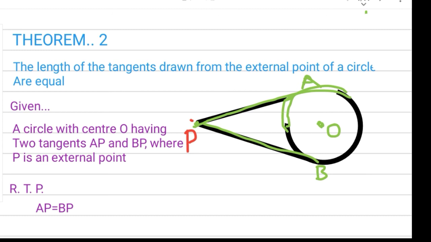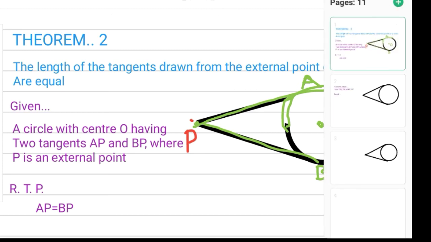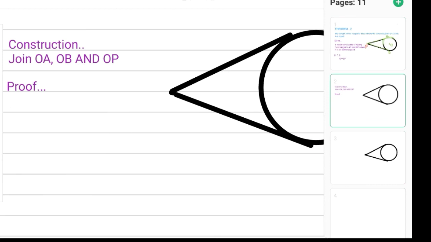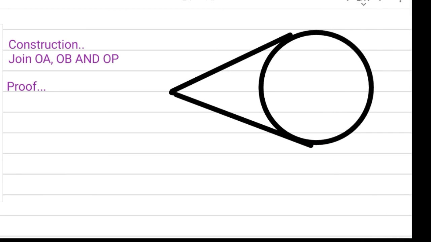Then what is required to prove? AP is equal to BP. The lengths of the tangents are equal, meaning AP is equal to BP. Okay, my dear children. Now let's go for the proof. To do the proof, actually we have to do a construction. This is the external point, these are the points of contact A and B, and this is the center of the circle.